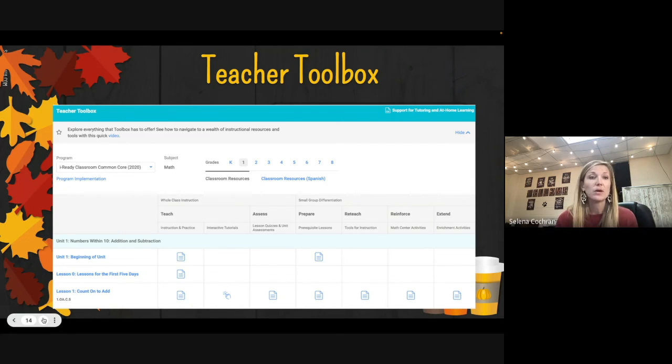And then at this time, we have an abundance of resources with iReady. With the teacher toolbox, it syncs and it has a lot of information for our Wonder series. And there's just a lot of materials in here, and you can see the reteaching, the preparation, the extension, and I'm going to allow our iReady consultant, Ms. Mary Catherine Pope, to share some of those with you.